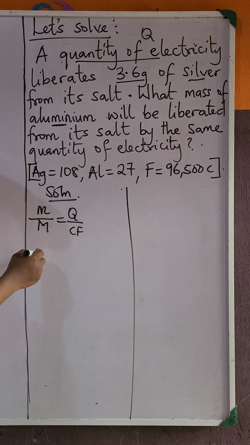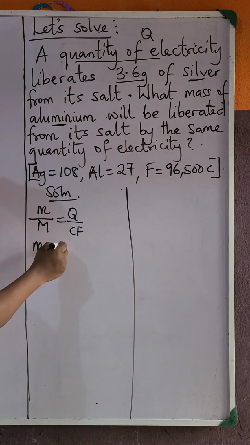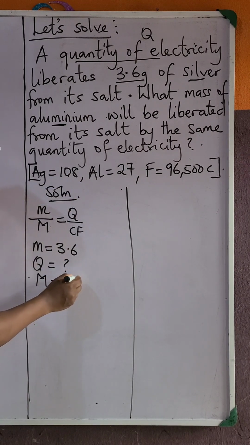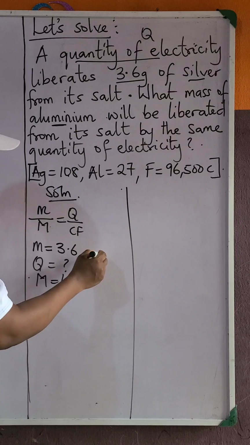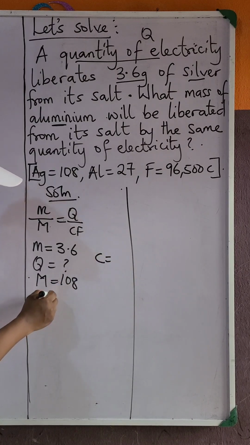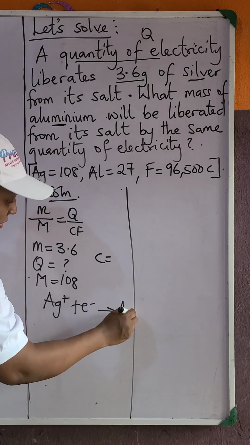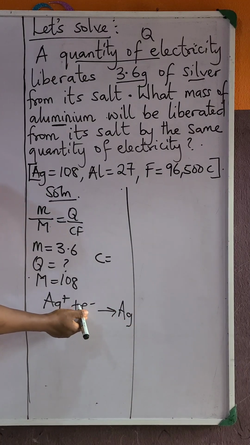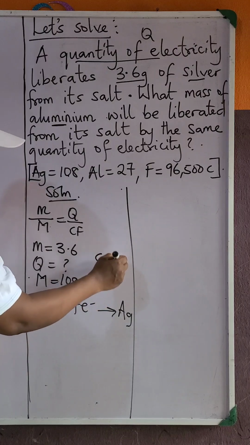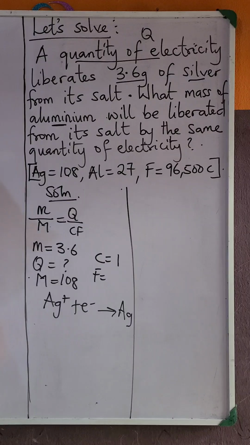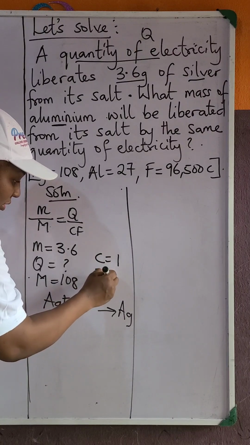So, for silver, mass, I have 3.6. Q, I'm looking for it. Molar mass of silver given 108. Then charge of silver, I'll write my equation. Silver ion gained an electron to form silver. So since one electron is gained, my charge C is 1. F remains a constant, Faraday's constant for 1 mole of the substance, which is 96,500.